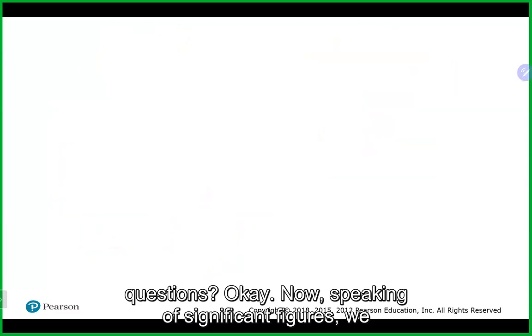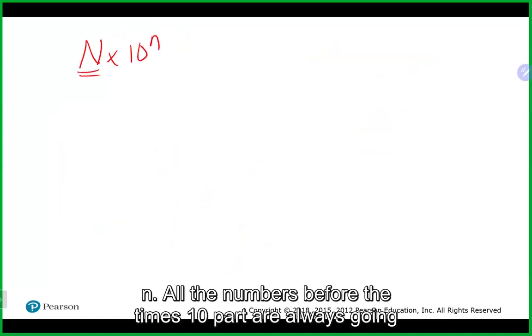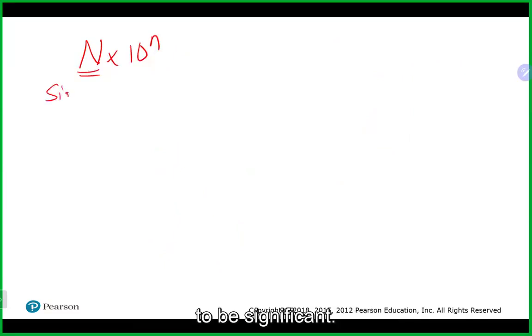Now, speaking of significant figures, we talked about scientific notation as well. Remember again, when you have scientific notation written, it is written in this form, n times 10 to the n. All the numbers before the times 10 part are always going to be significant.